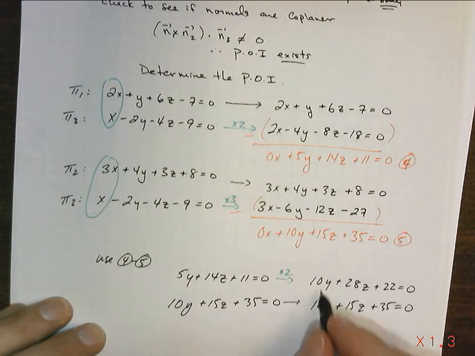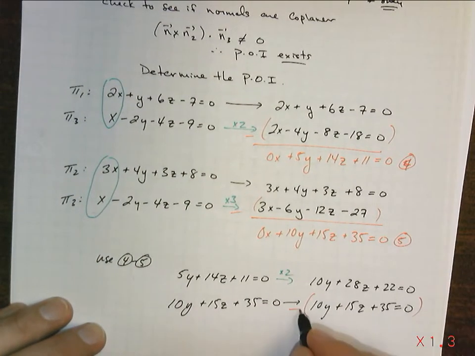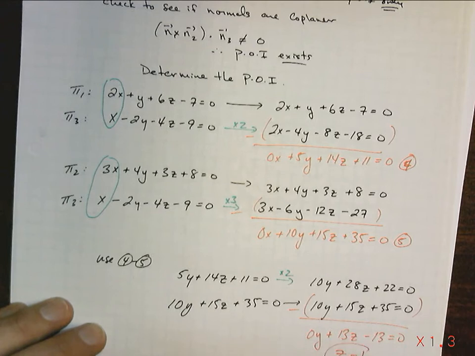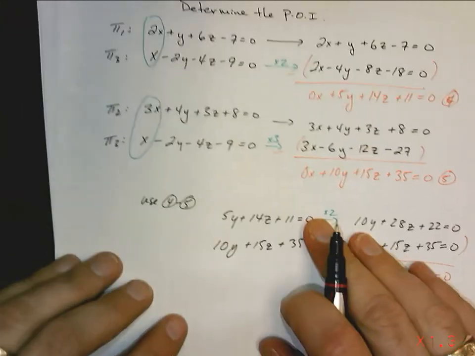Okay, we're going to eliminate again. We get 0y. 28 minus 15 is 13. 22 minus 35 is negative 13. So we end up with z equaling 1. Okay, I'll move that up so you can see it.